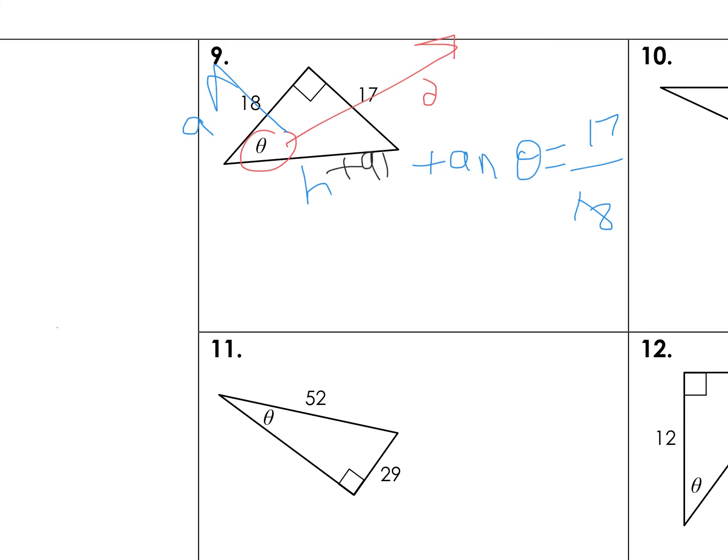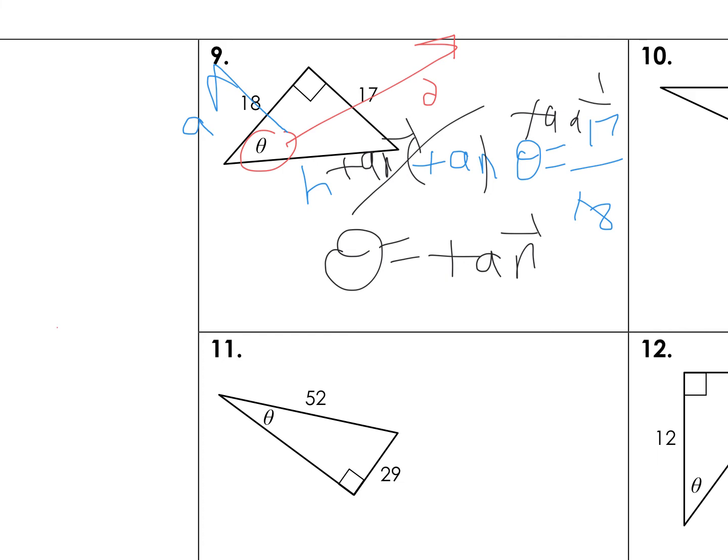Arctangent both sides. Arctangent this side as well. That cancels it all out, so you've got theta is arctangent, inverse tangent, of 17 over 18.